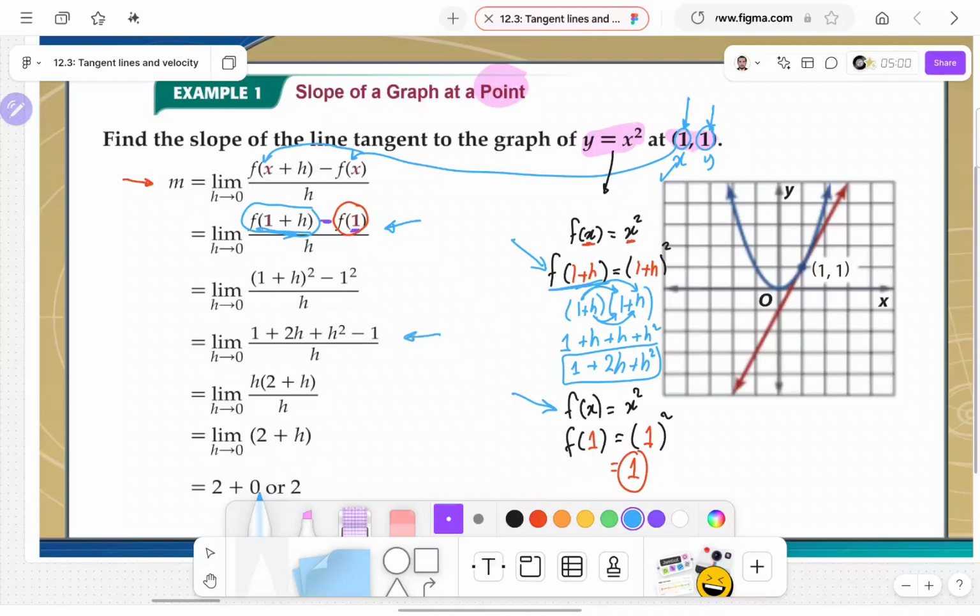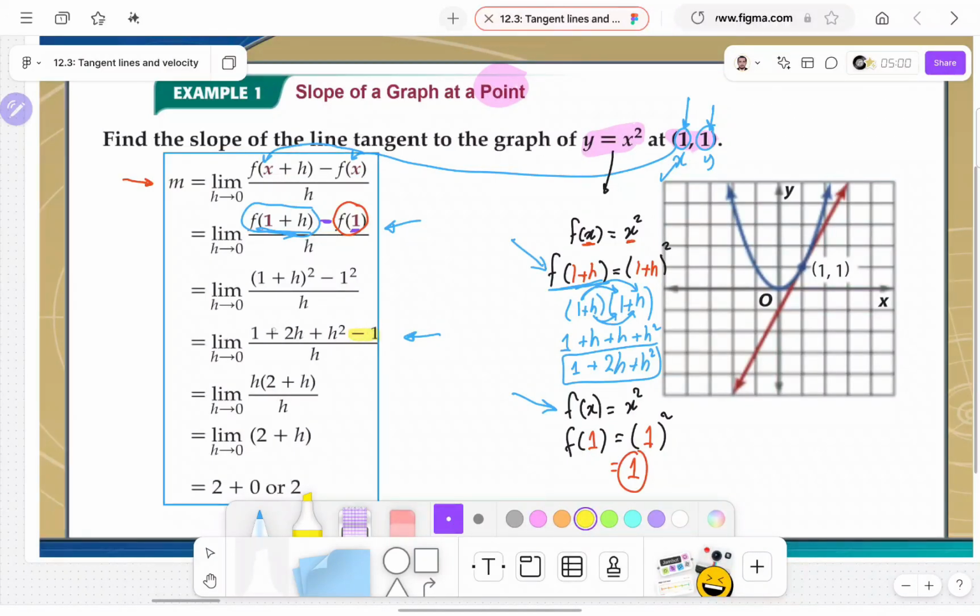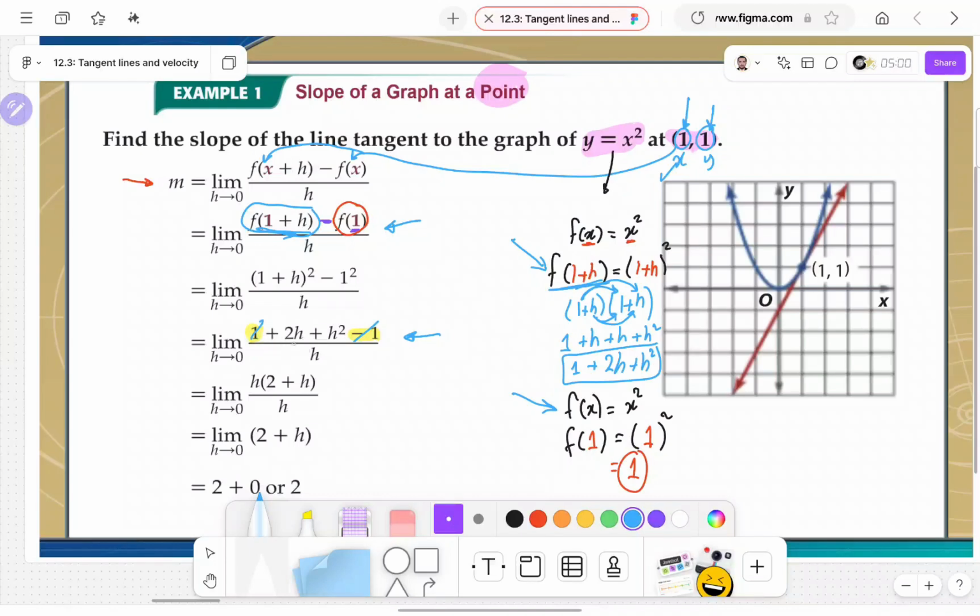After this step, let's add the like terms. As you can see, we have like terms here, minus 1 and positive 1, so they cancel each other. What remains is 2h plus h squared. Do I have a common factor? Yes, the common factor between h and h squared is h. So I take h as a common factor, it will be h times 2 plus h, over h. Now I can cancel h with h, so it will be 2 plus h.